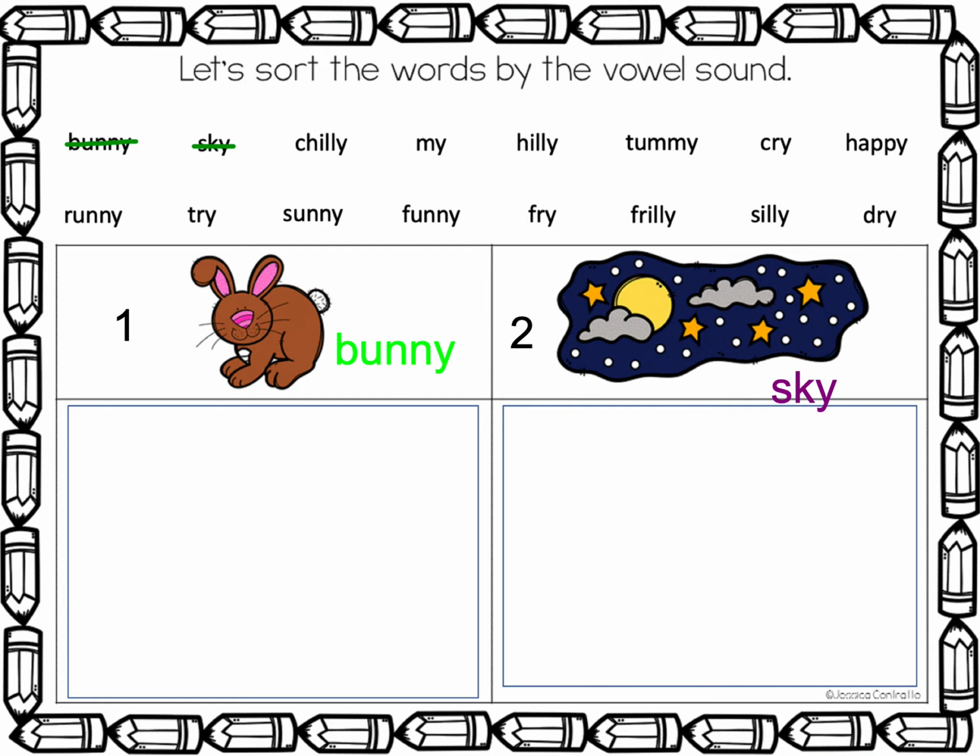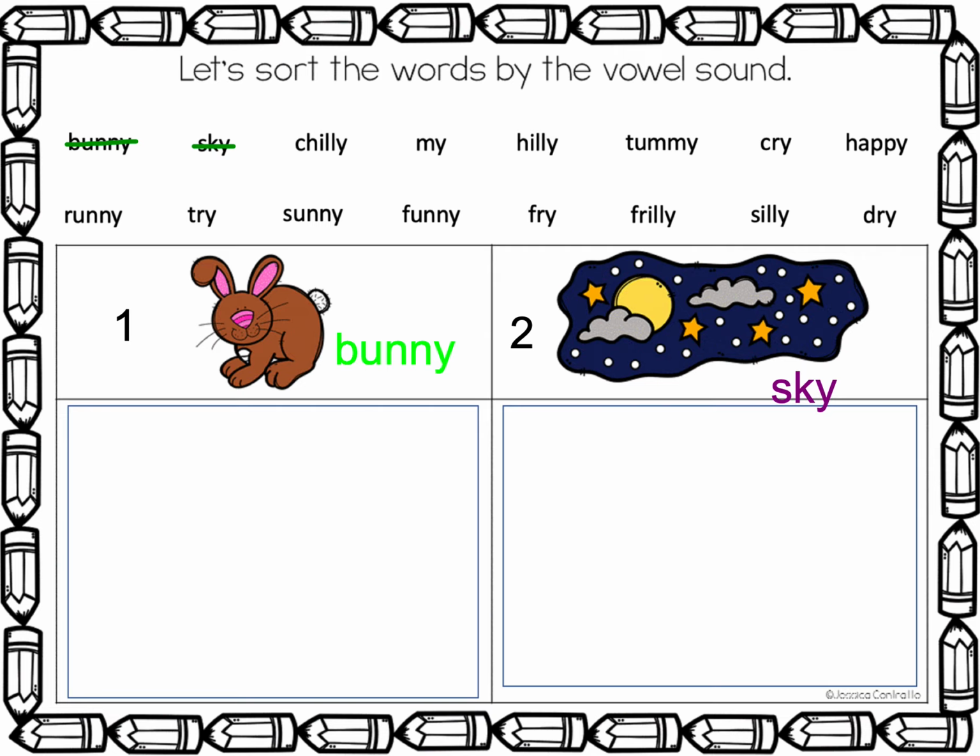Okay, here we have our unit 19. Y is either a long E or a long I sound. And you see I've already put bunny and sky. Those are our two categories. You're going to write the word that I say, and then you're going to write one if it sounds like bunny, the long E on the end, or two if it sounds like the long I sound as in sky.